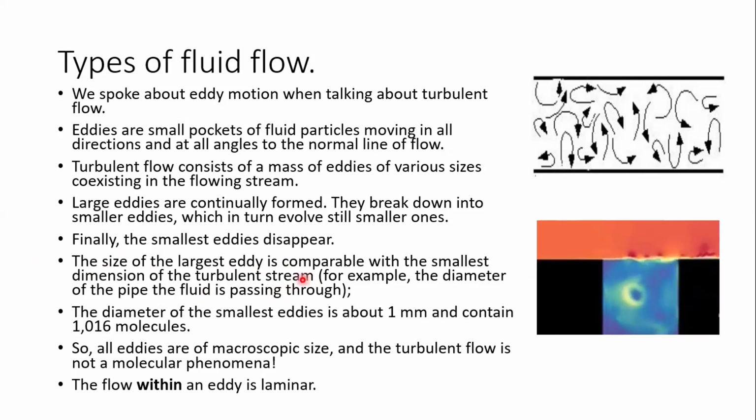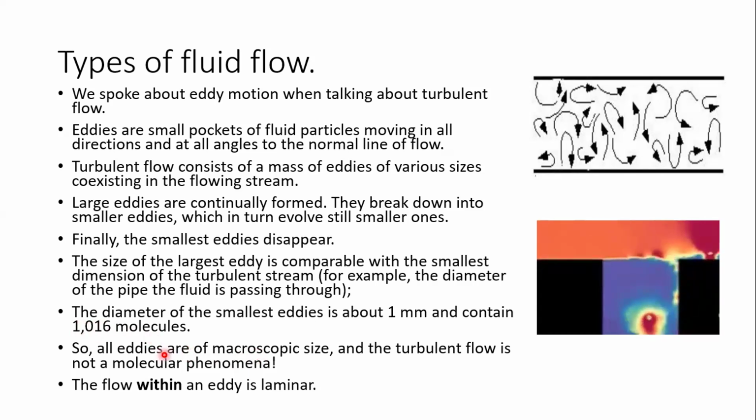The size of the largest eddy is comparable with the smallest dimension of the turbulent stream. So what we are trying to say is that the largest eddy you can form has a relation to the smallest dimension of your stream. Maybe if it's flowing through a pipe, the smallest dimension might be the diameter of the pipe. So there's a certain relation between them, so you are able to determine how large your eddy is going to be, or the diameter of your eddy, based on the smallest dimension that your stream has.